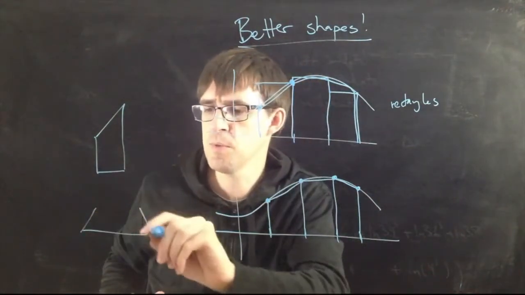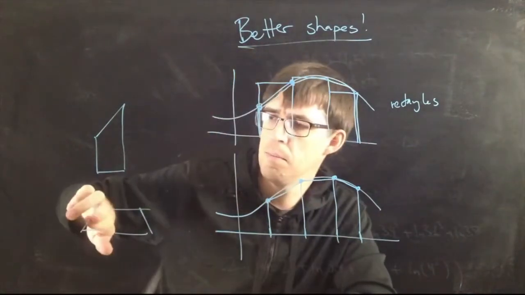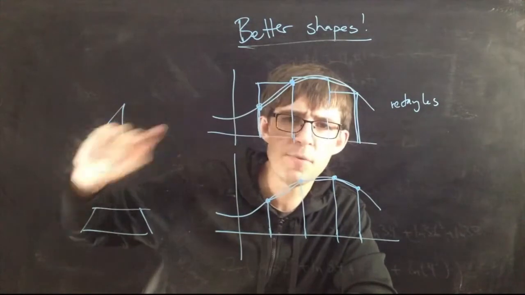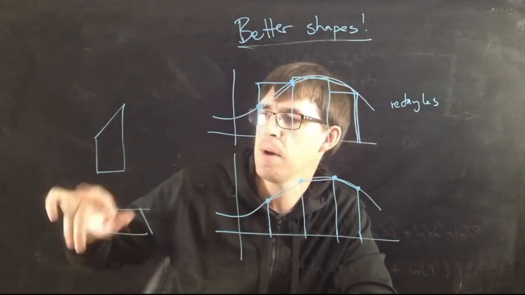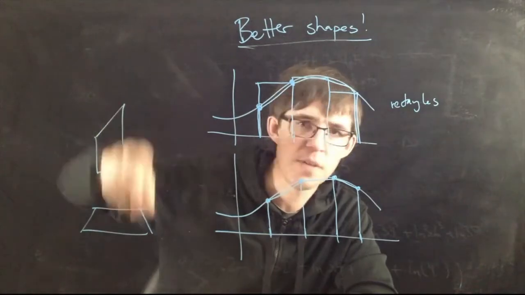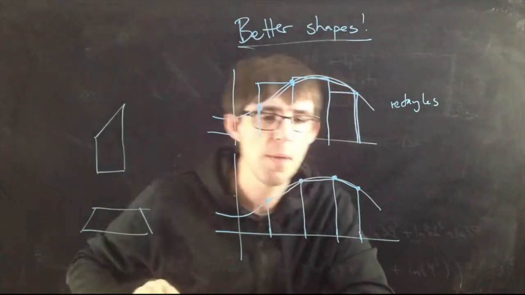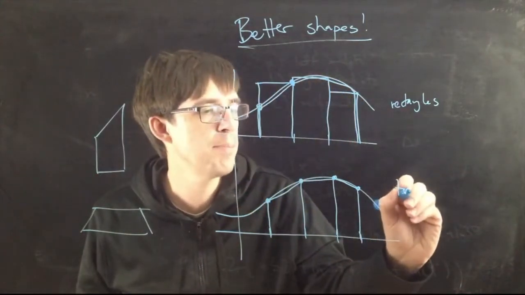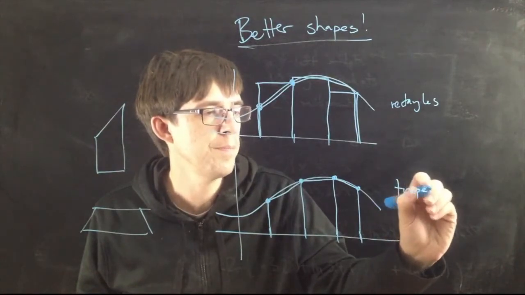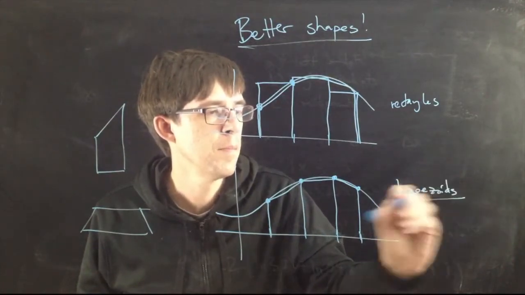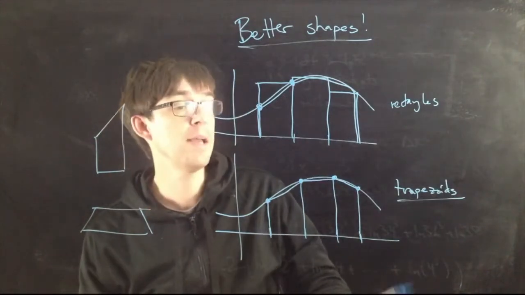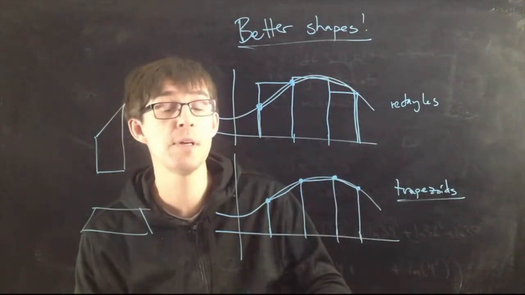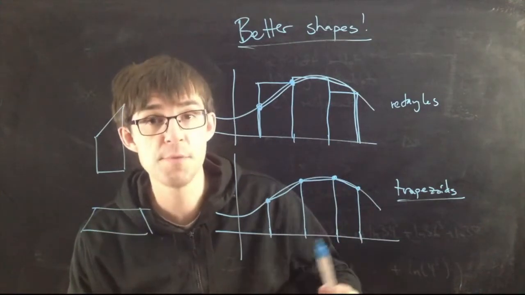Trapezoid, usually we draw this way. But that's a trapezoid too. Trapezoid just means it has 4 sides. 2 are parallel, 2 are not parallel. So in this case, the 2 parallel sides are going vertically. The other 2 sides are not parallel. All right, these are trapezoids. And this is our first in the line of better shapes, all right? If you use trapezoids for your approximation, the approximation becomes much better.